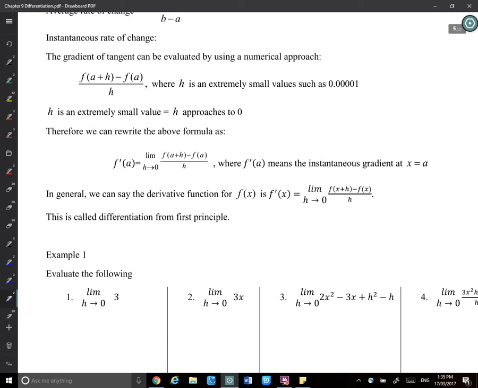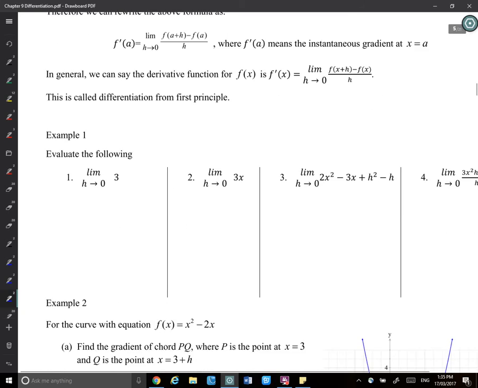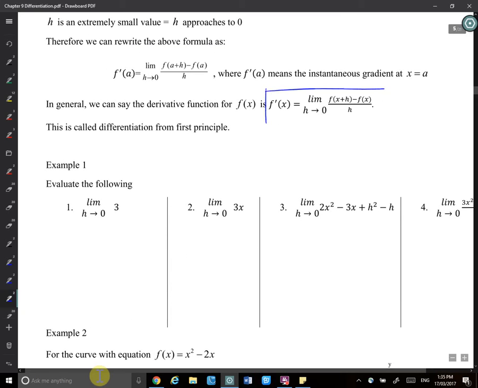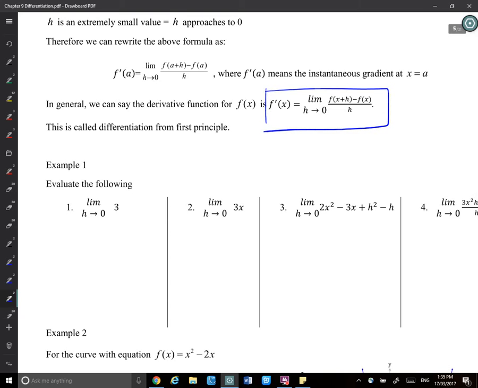There will be some particular questions that ask you to use first principle to show something, so you need to know how to use it. So what is first principle? The first principle is this. If you see a question asking you to use first principle and you don't know what to do, just write this equation down.